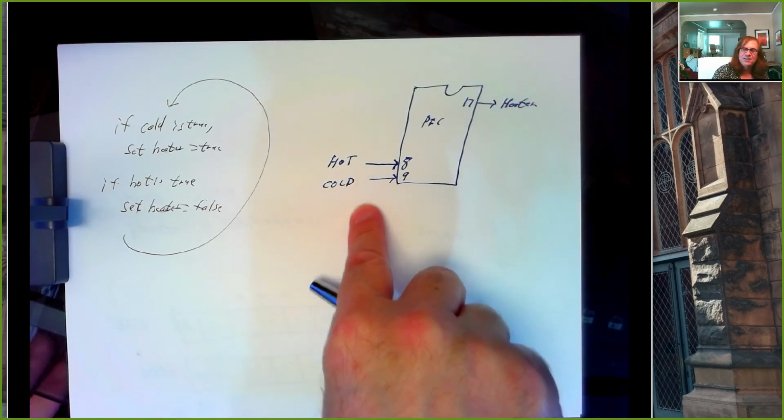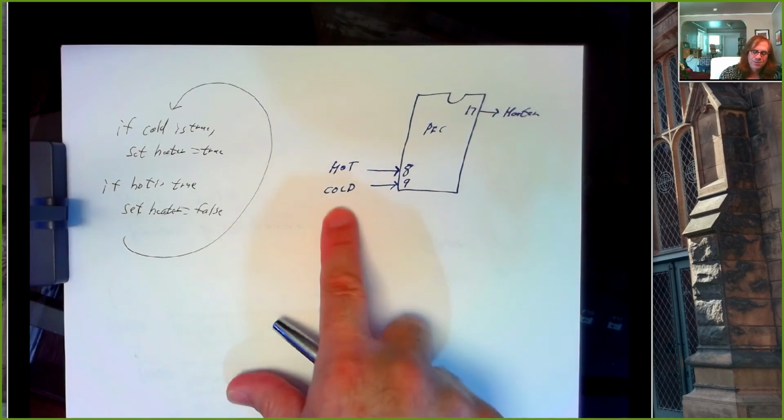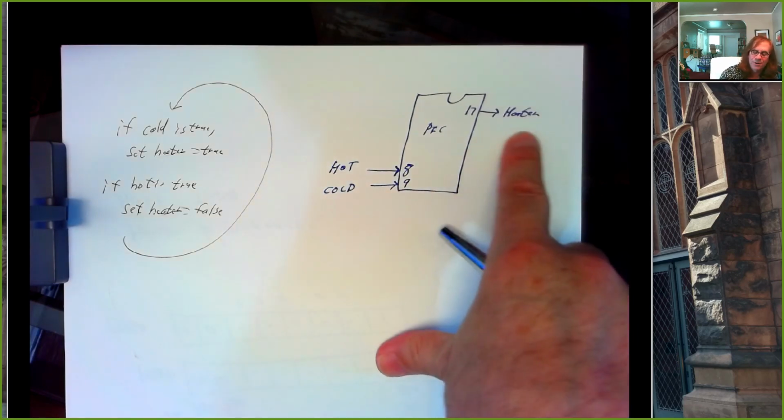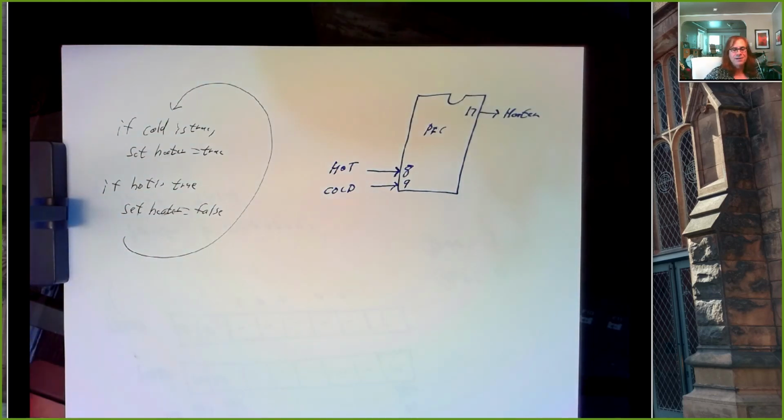And we may think it's obvious, right? We may think that if it's too hot, we're going to get a 1. If it's too cold, we're going to get a 1. If we write a 1, the heater will be on. If we write a 0, the heater will be off. But this has got to be specified.